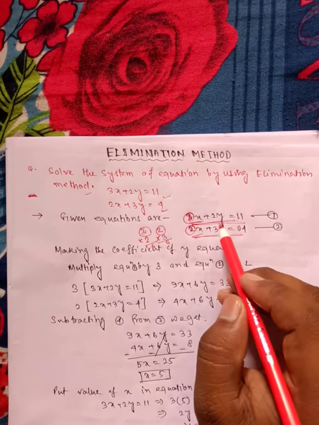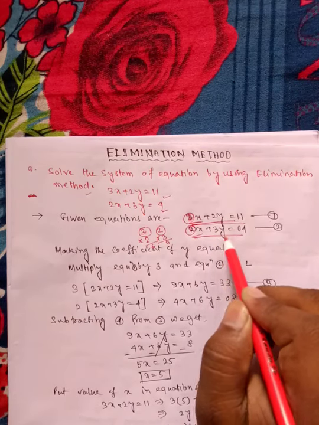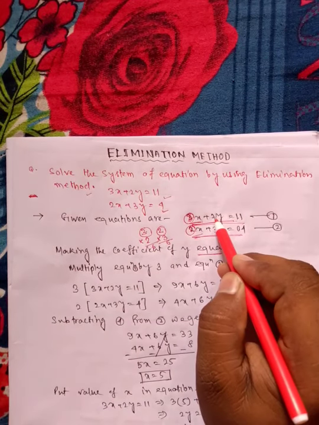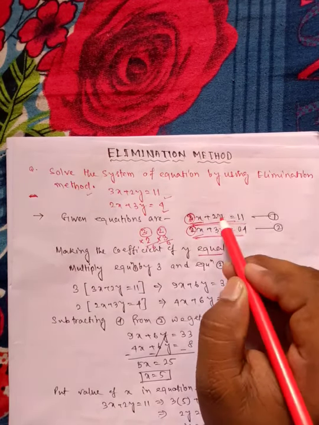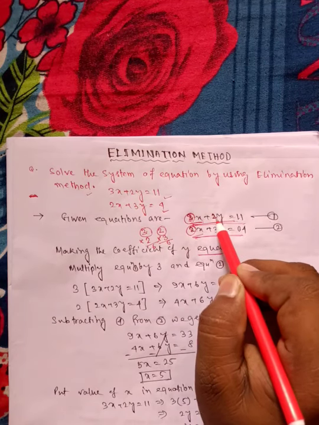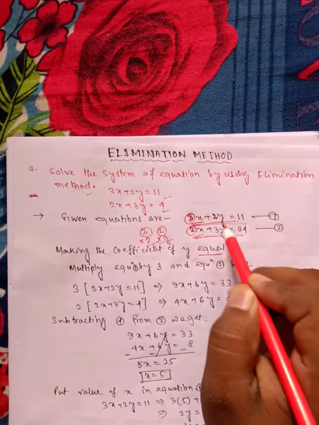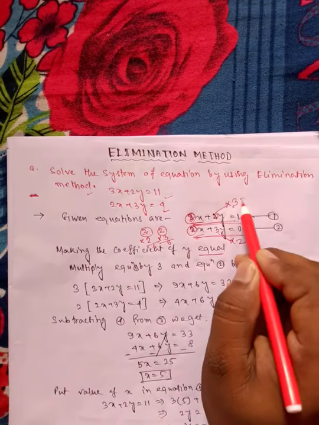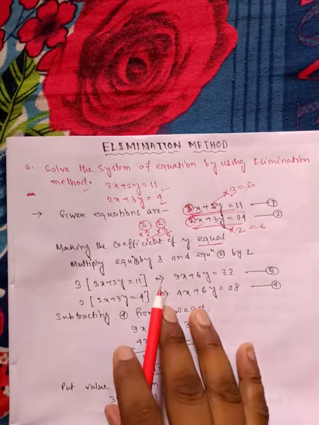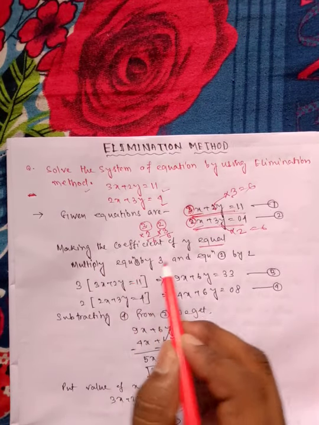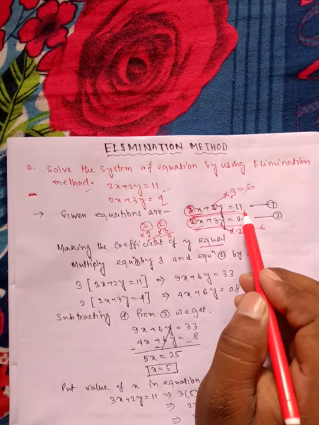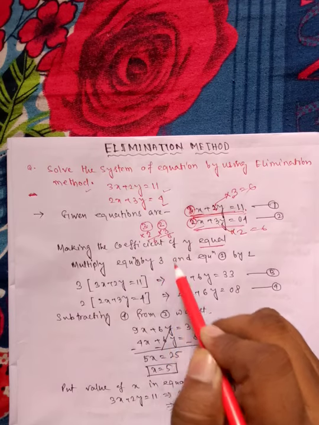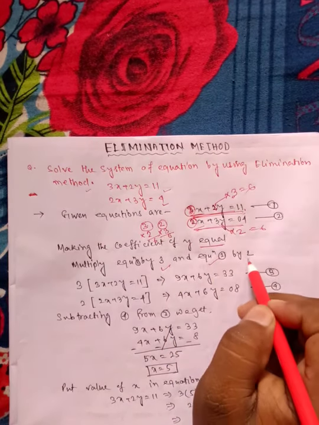Suppose here I want to eliminate the variable y, so I make the coefficient of y equal. The coefficient of y here is 2 and here is 3. So what you have to do is multiply. If you multiply 2 by 3 and 3 by 2, this will be 6 and this is also 6. So what have we done here? I have multiplied the first equation by 3, and the second equation by 2.